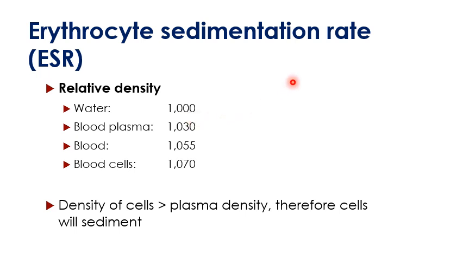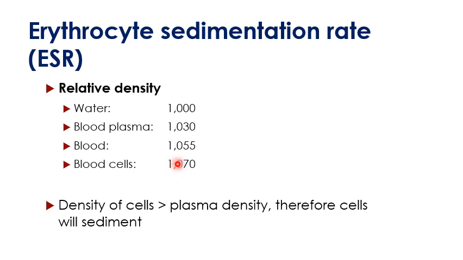Another important blood cell variable is your erythrocyte sedimentation rate, or your ESR. Now your blood cells are more dense than your blood plasma. You can see if you look at the relative densities, so if the density of water is 1, then your blood plasma will be 1.03, and your blood cells will be 1.07. So you can see the blood cells are more dense.